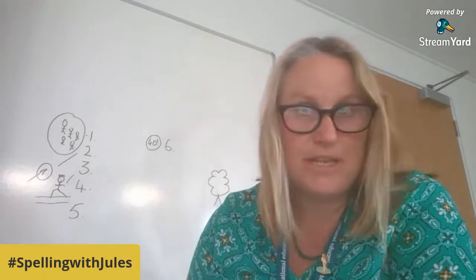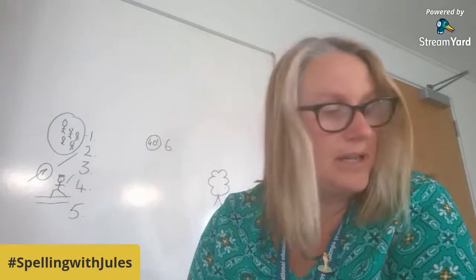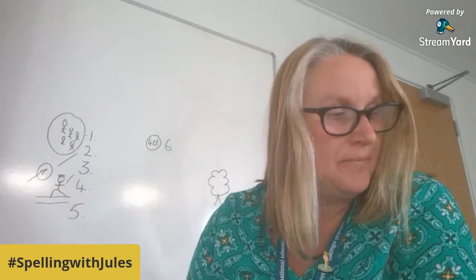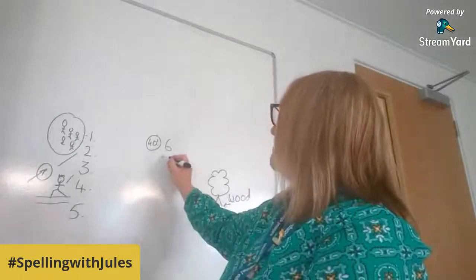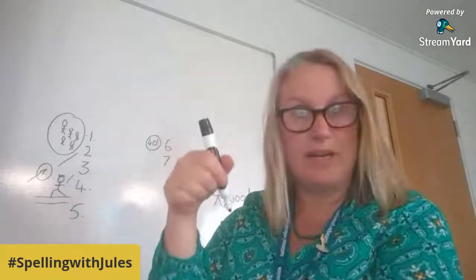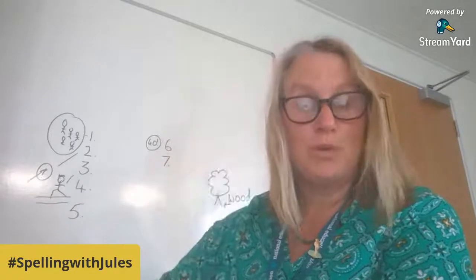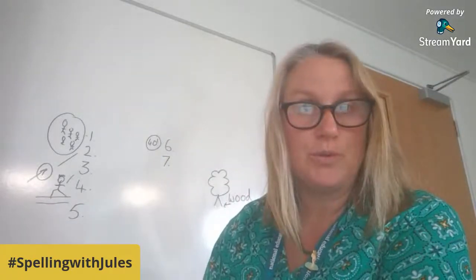It's the number 40. How do you write the number 40? How do you spell it? And 7 is a month, and it's this month that we're in now, June, the month of June.